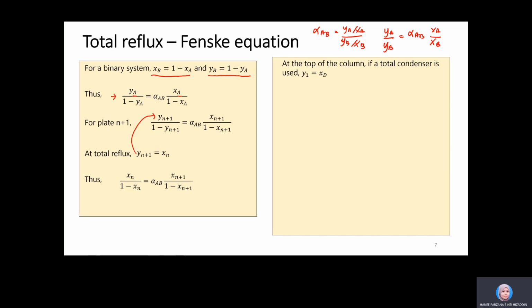And then we have a look at what happens at the top of the column when a total condenser is used. So a total condenser is the one that converts all the vapor phase into liquid phase. Thus, in a total condenser, the composition does not change. Okay, so just to re-illustrate it again. So this is your condenser. Okay, this is your column. So here you have V and Y1. Here is XD. Okay, because this is your plate number 1 at the top of the column here.